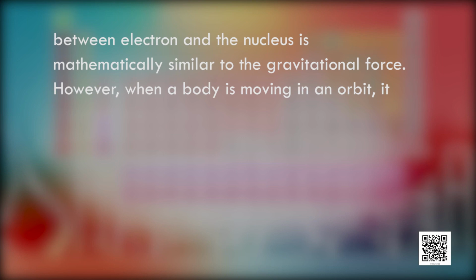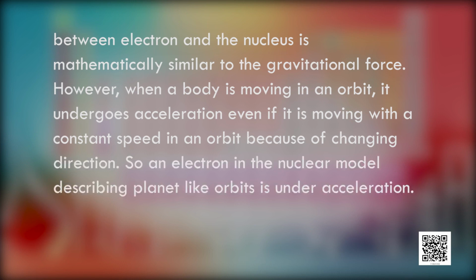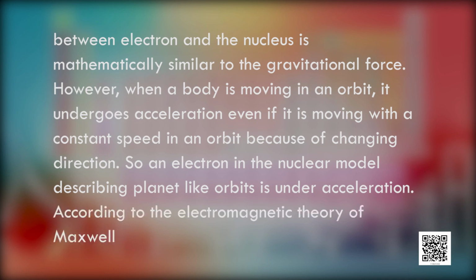However, when a body is moving in an orbit, it undergoes acceleration even if it is moving with a constant speed, because of the changing direction. So, an electron in the nuclear model describing planet-like orbits is under acceleration. According to the electromagnetic theory of Maxwell, charged particles when accelerated should emit electromagnetic radiation. This feature does not exist for the planets because planets are uncharged.